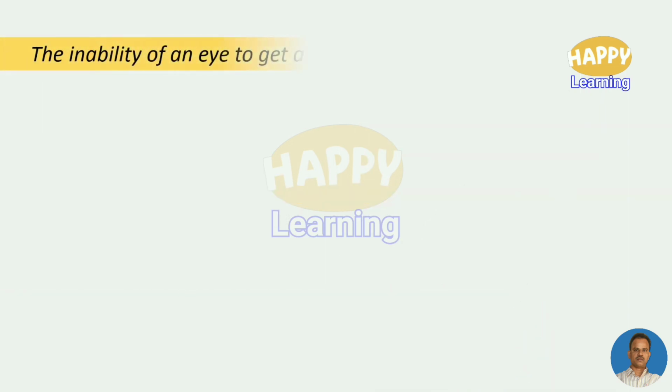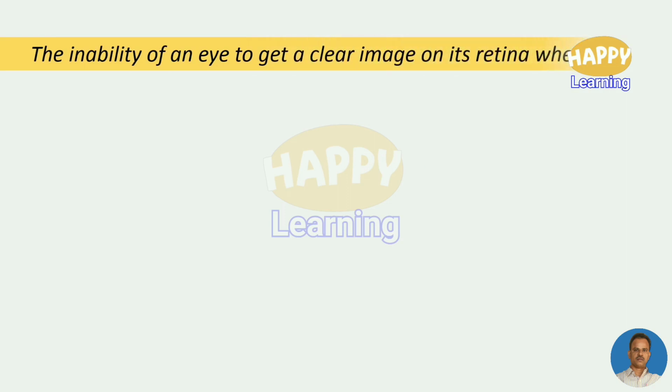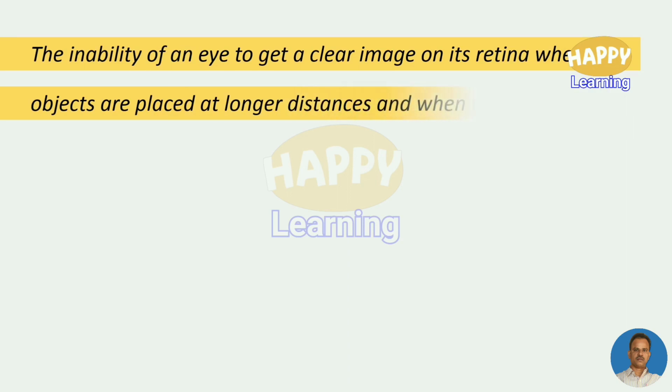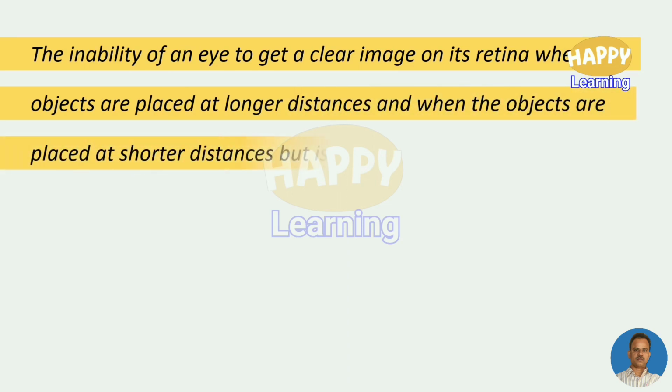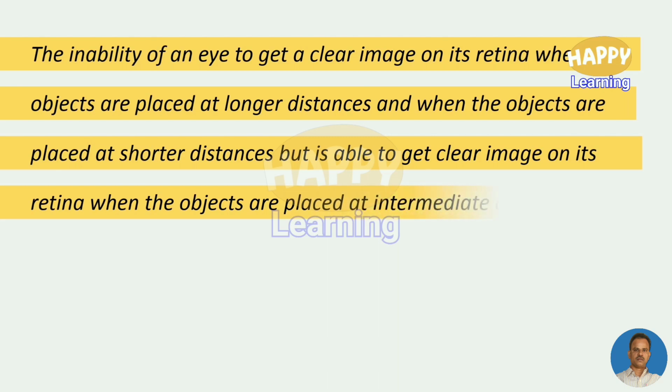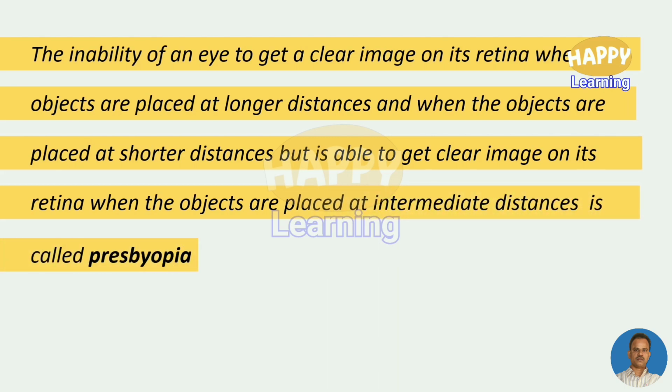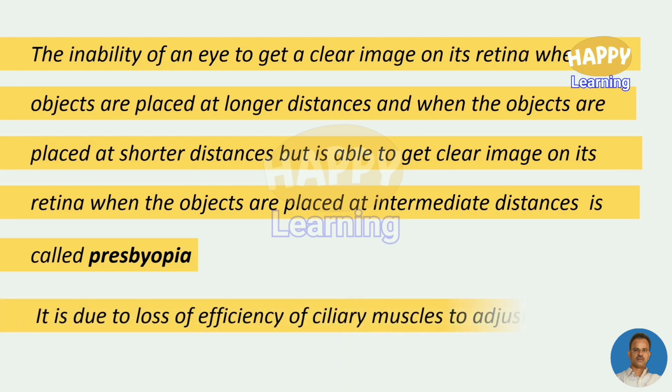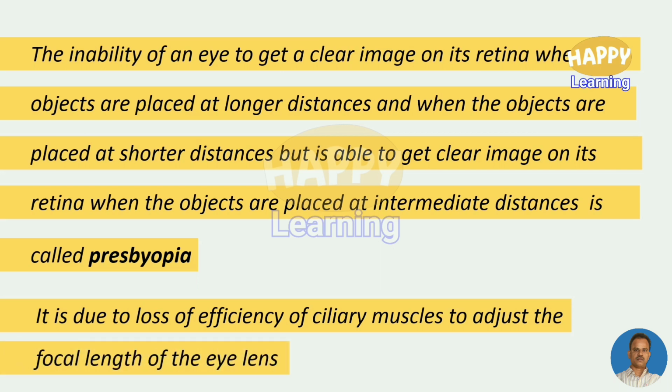The inability of an eye to get a clear image on its retina when the objects are placed at longer distances and also when the objects are placed at shorter distances, but being able to get a clear image on its retina when the objects are placed at intermediate distances, is called presbyopia. It is due to loss of efficiency of ciliary muscles to adjust the focal length of the eye lens.